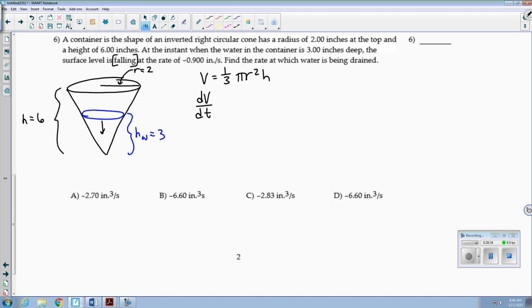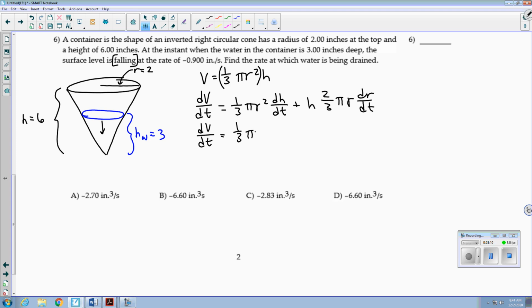with respect to time, we have a product rule on the right side. So I'm going to section off r squared as my left, and h is going to be my right. So left, d right, plus right, d left. dV/dt is what we're looking for, and that equals 1/3 pi. At the time when the radius is, we don't know, so we don't know what r is right now.